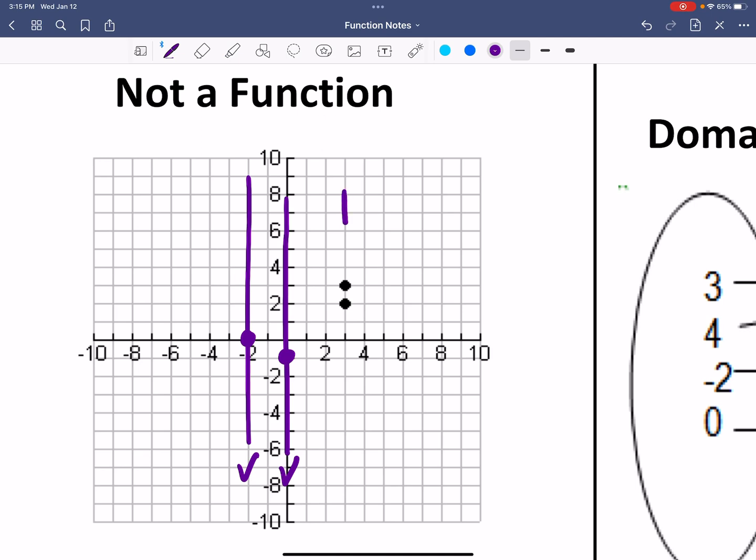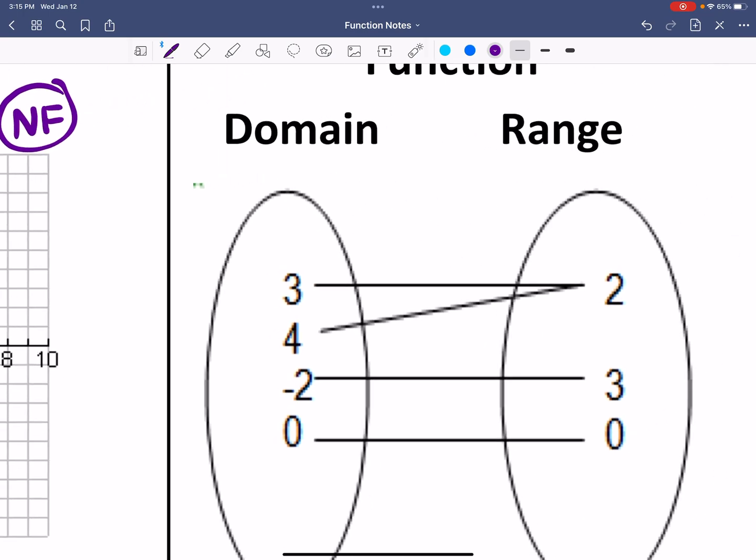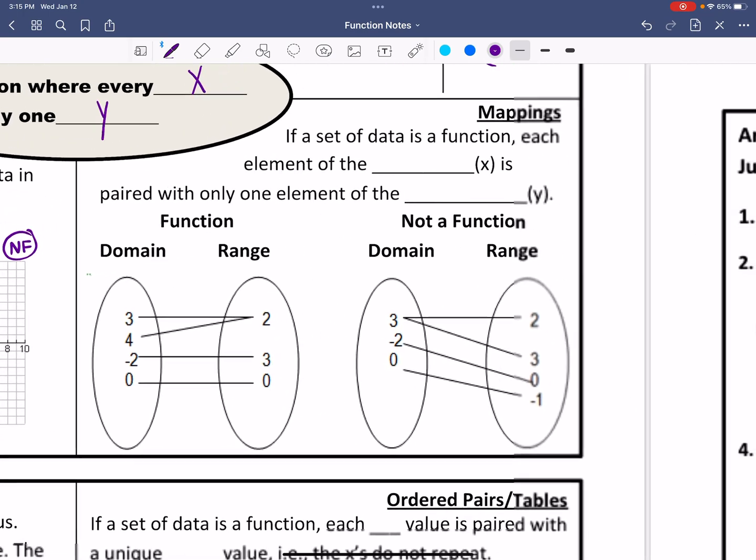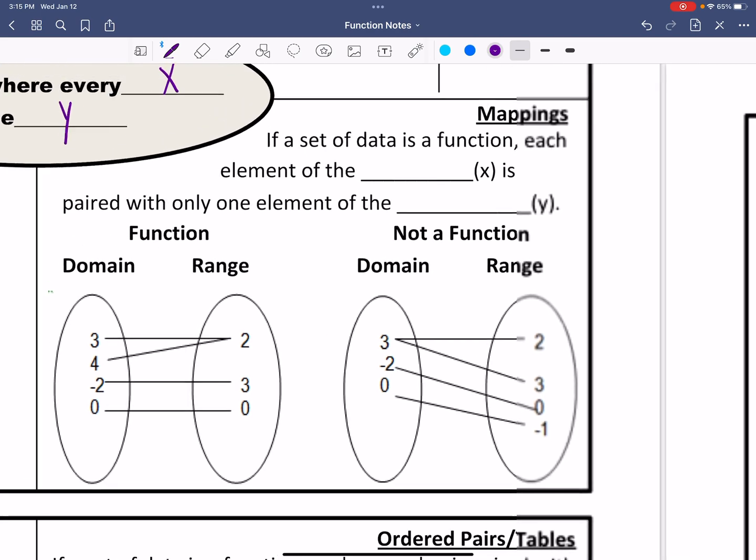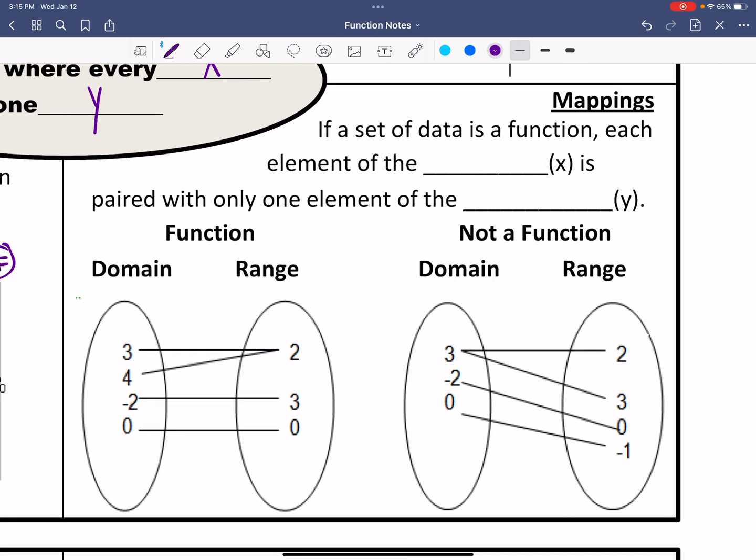And then going here, I see that my vertical line goes through 2 different points. So this does not pass the vertical line test, and this is not a function. Moving on to mappings. For a mapping, it says if a set of data is a function, each element of the domain is paired with only one element of the range.